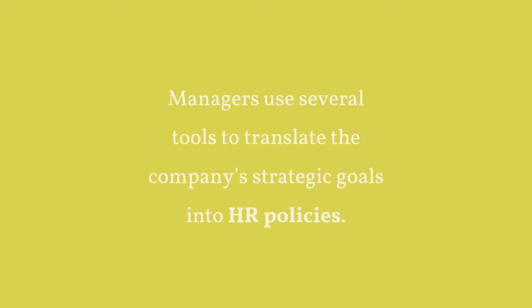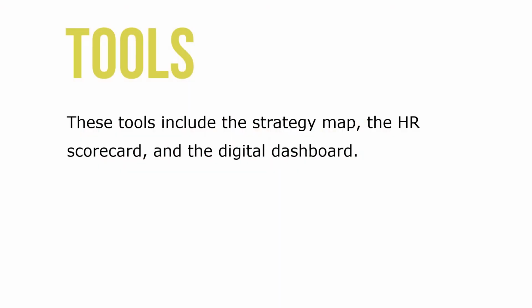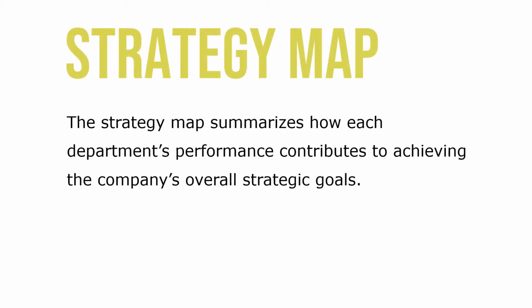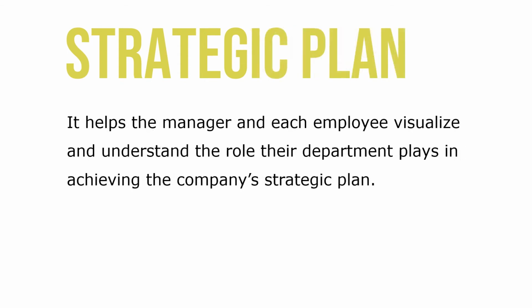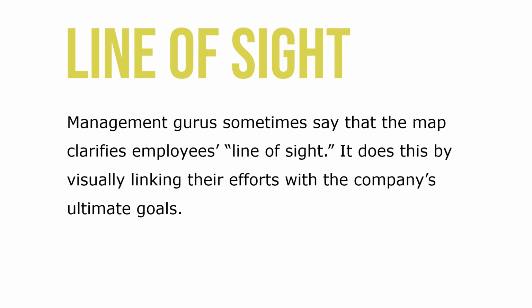Managers use several tools to translate the company's strategic goals into HR policy. These tools include a strategy map, the HR scorecard, and the digital dashboard. The strategy map summarizes how each department's performance contributes to achieving the company's overall strategic goals. It helps the manager and each employee visualize and understand the role their department plays in achieving the company's strategic plan. Management gurus sometimes say that the map clarifies employees' line of sight. It does this by visually linking their efforts with the company's ultimate goals.